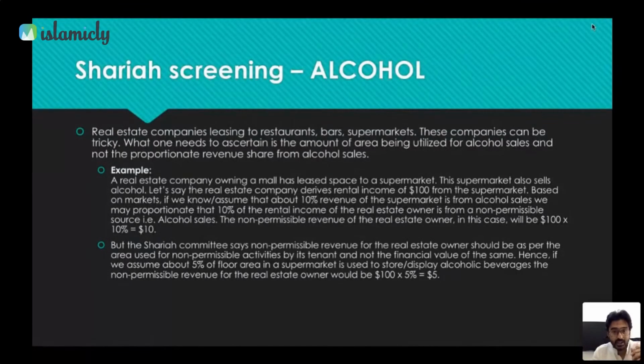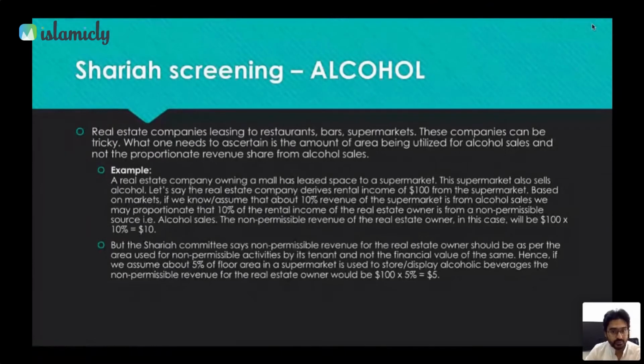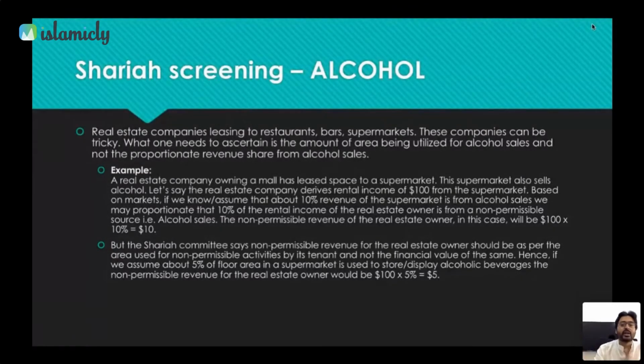A real estate company has given out some space to a supermarket. That supermarket, we assume, derives about 10% of its revenue from the sale of alcohol. Now, the income that the real estate operator gets, which is $100, is 10% of that income non-permissible? The answer is no. Because the real estate operator has given out space. The percentage of space used for storing or displaying or selling alcohol should be the percentage of revenue which is non-permissible for the real estate operator.